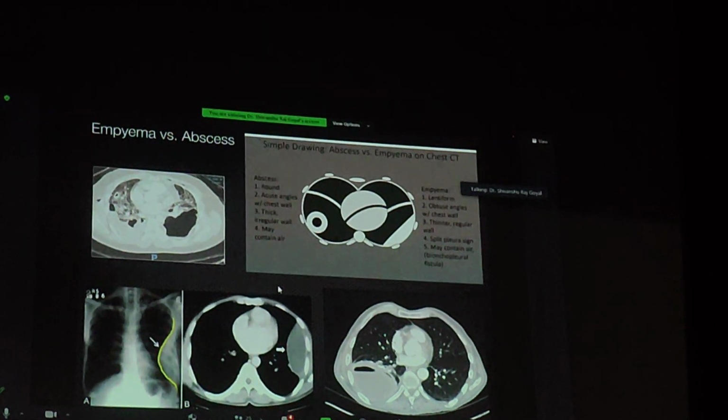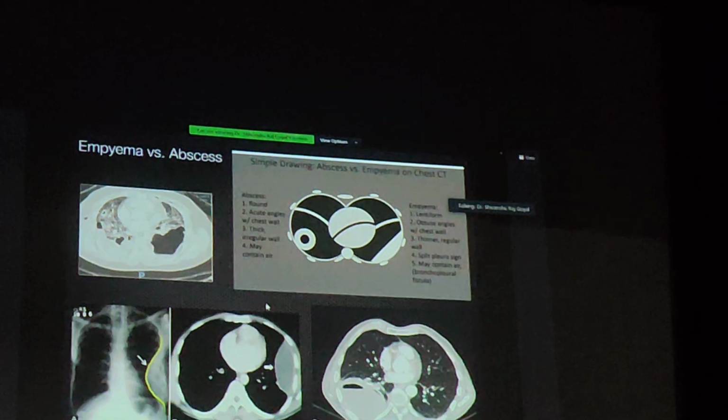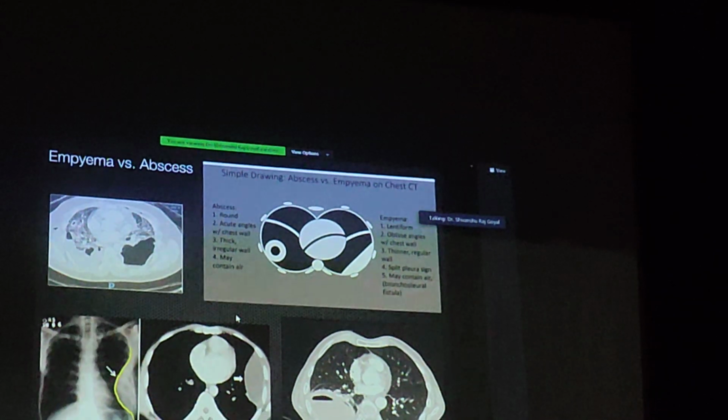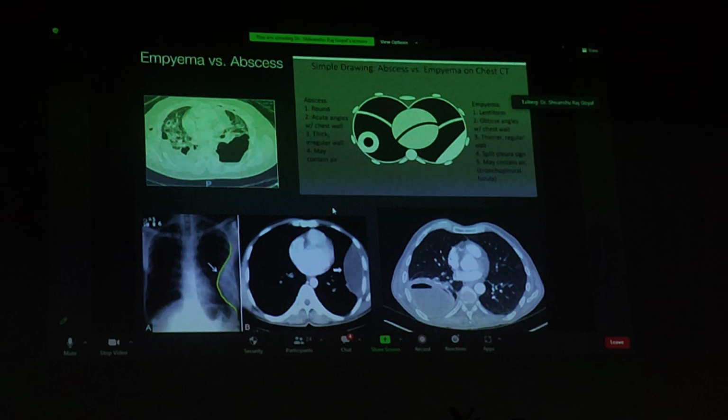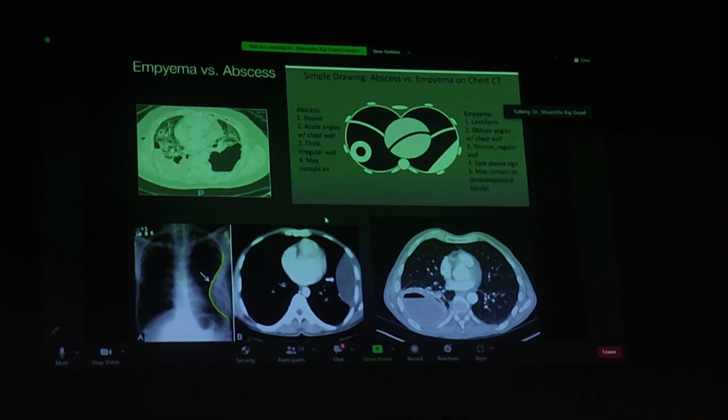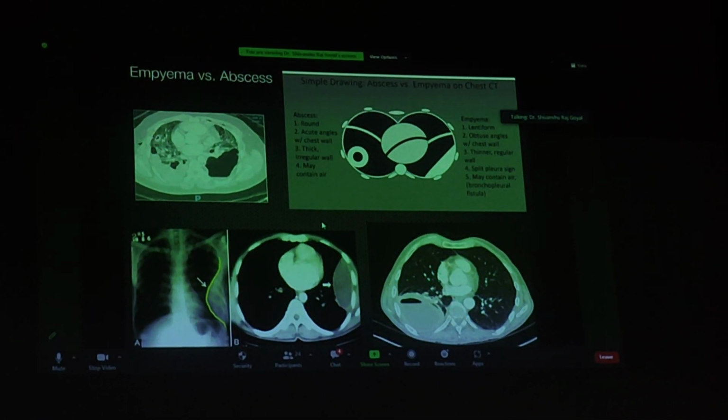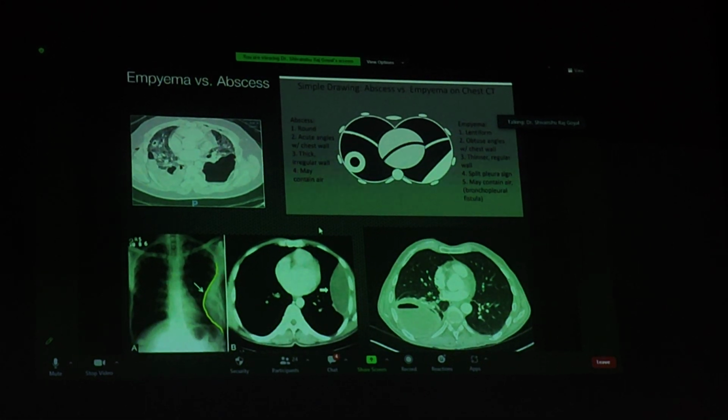Now when you look at these, you will also come across in your practice whether it is an empyema or a lung abscess. How do you identify that? Very sharp eyes can easily identify them, but a few hints and points.